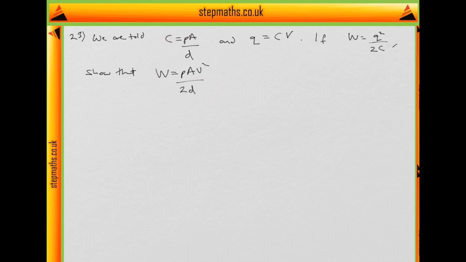Okay, so let's do that. We've been given that W is equal to Q squared over 2C. And we notice that there's no Q's in the final equation, so let's eliminate Q. We know Q is CV, so let's plug that in. So we get CV all squared, replacing the Q with CV, over 2C. Well, that's C squared V squared over 2C, which is simply CV squared over 2. Okay, that's looking all right, but we don't have a C in here.